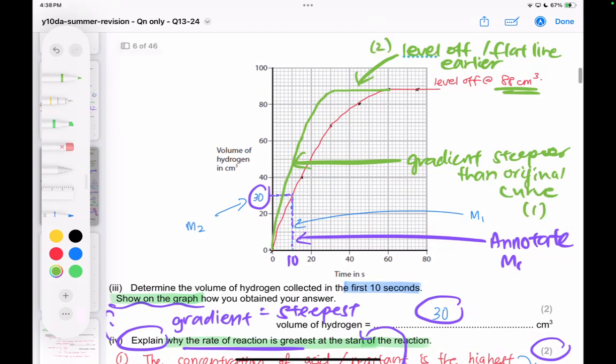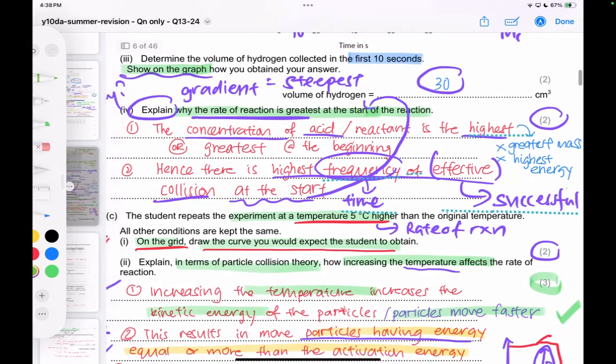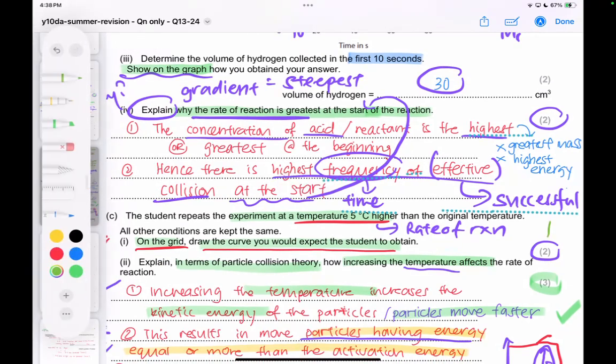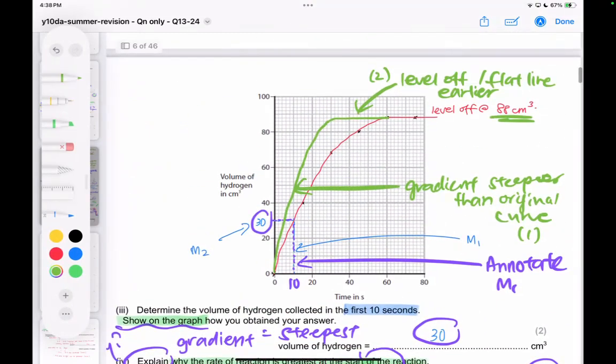So this is how we give the marks here. You can see that it's a 2-mark question over here. So first we need to see that the gradient is steeper, followed by the flat line at the top. It levels off at an earlier stage.